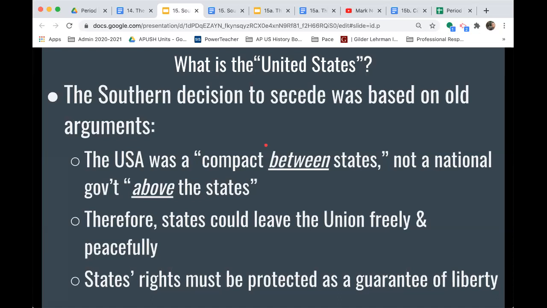Not that the U.S. has a national government that's above the states. They're going to argue that the United States is just states, and each state entered into the Union independently, and thus each state could leave that agreement independently when a state decided to do so. Therefore, states could leave the Union freely and peacefully based on the fact that if a state opted into this agreement, a state could then also opt out of this agreement. And because of state sovereignty, state power, states' rights, in this case slavery, must be protected as a guarantee of liberty, as a limit on the federal government's power.